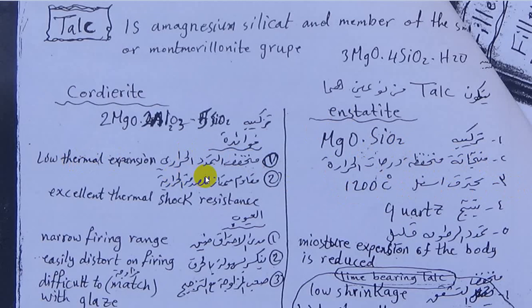The cordierite has very excellent thermal shock resistance. Excellent thermal shock resistance. Number four, produces quartz, as you can see in front of you.